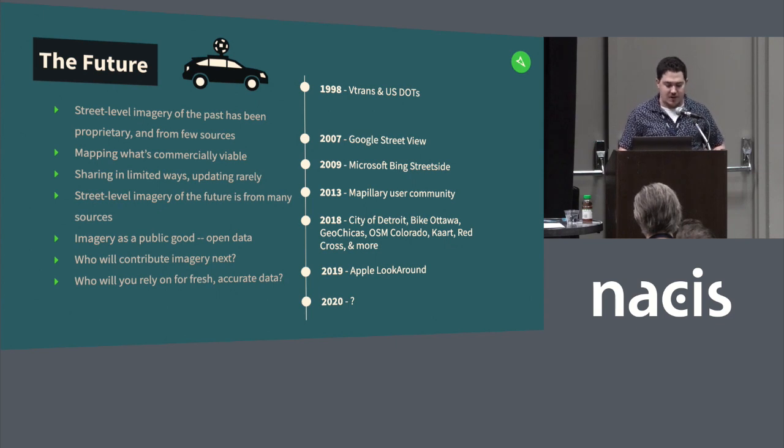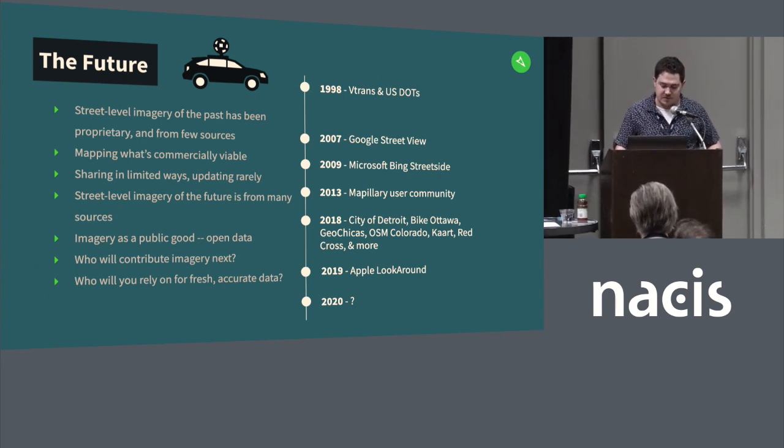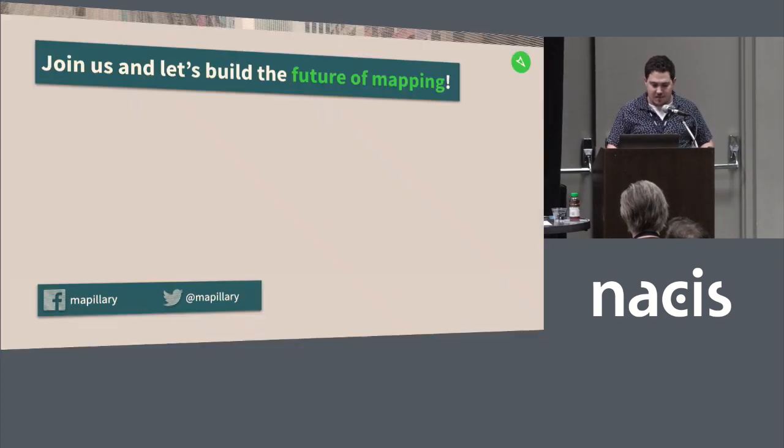So just sort of looking at the past and future of street level imagery, the US government started capturing major highways, I think actually earlier than the late 90s. Google Street View came around in 2007, and Apple started to introduce their in-house version of a street-level imagery product in 2019. What we would like to see is more open, accessible use of street-level imagery into the future, and that's a big part of what we're working on.